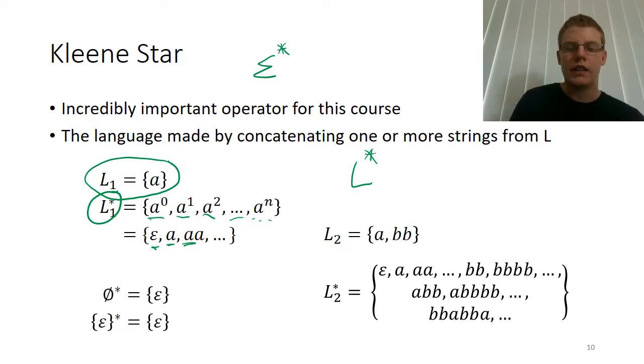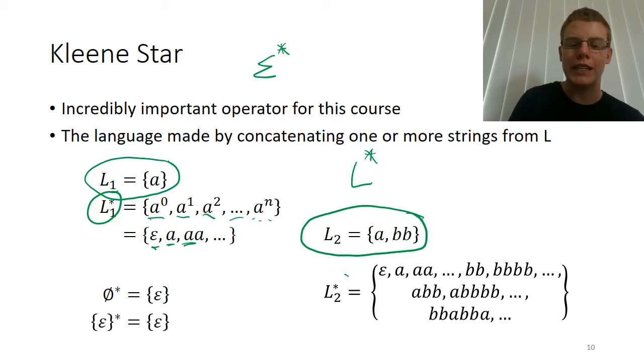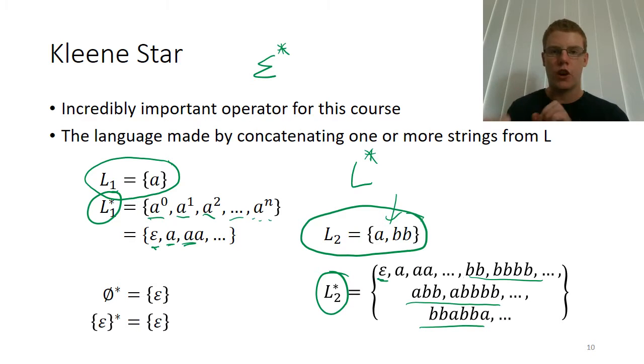If we talk about this slightly more complicated language here, L2, which consists of 2 strings, an A and a string consisting of BB, then L2 Kleene star is the language consisting of the empty string and all of the strings that I can build up by jamming those 2 strings together as many times as I want. So it could be all of the strings containing A's, all of the strings containing an even number of B's, or any mixed combination of sticking A and BB together over and over and over again.